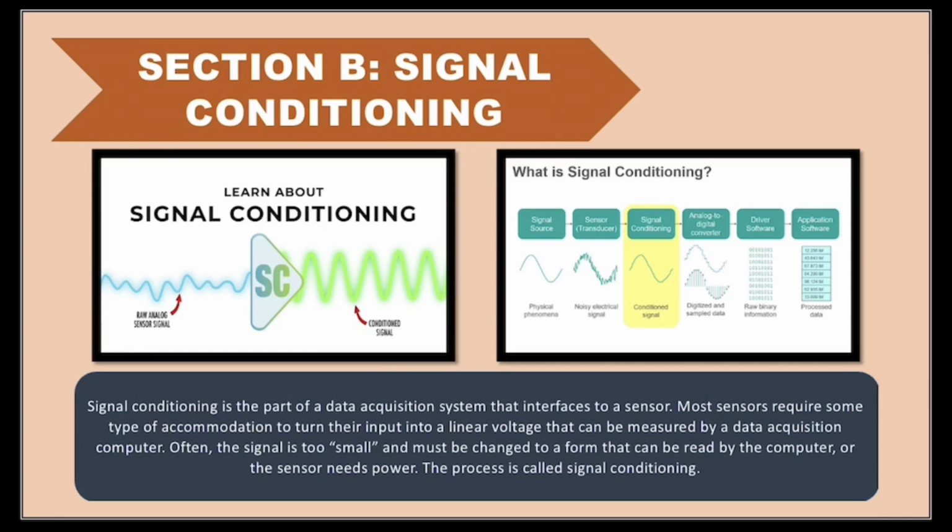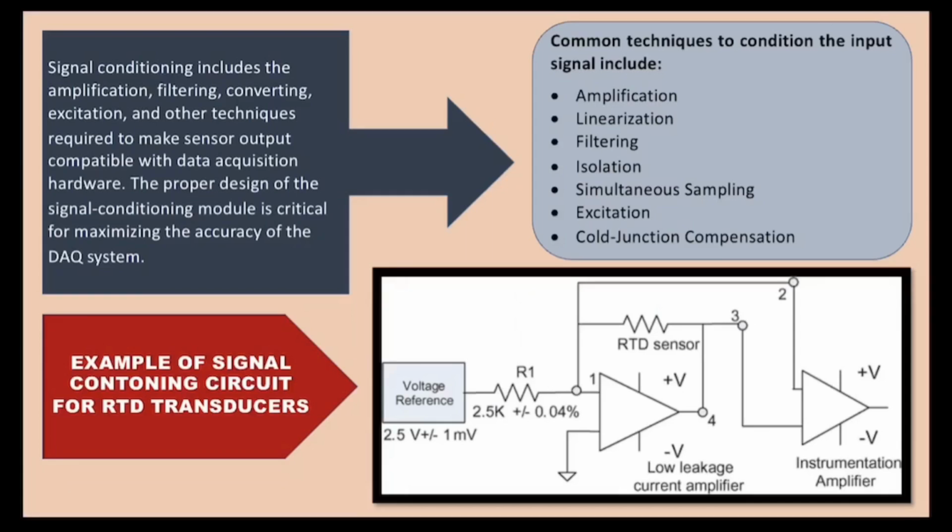Signal conditioning is the part of a data acquisition system that interfaces a sensor. Most sensors require some type of accommodation to turn their input into a linear voltage that can be measured by a data acquisition computer. Often the signal is too small and must be changed to a form that can be read by the computer, or the sensor needs power. The process is called signal conditioning.